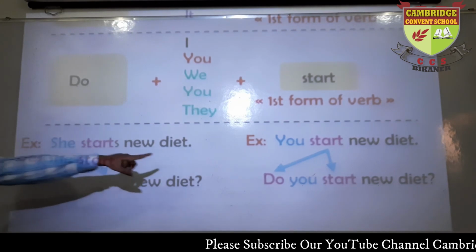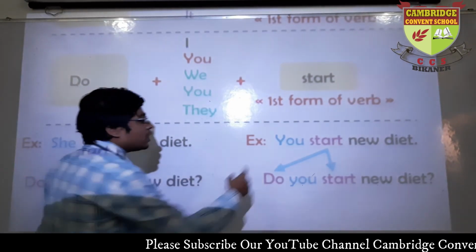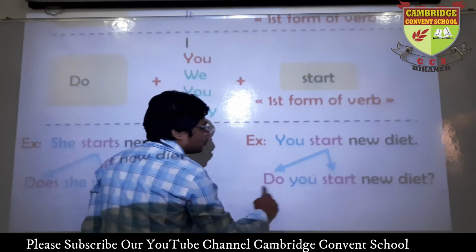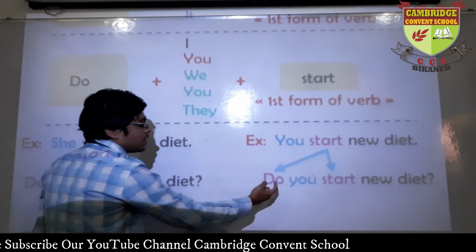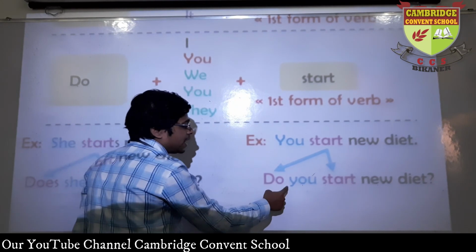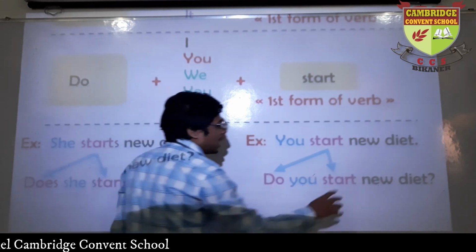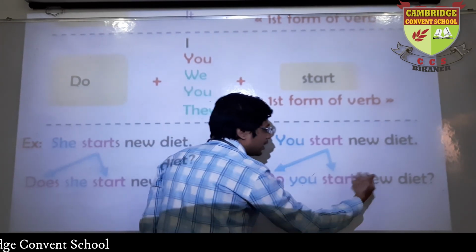For the plural subjects, we will do the same thing. You start new diet. It is a positive sentence. And this is: do you start new diet. Here we use the helping verb first, then the subject, after it the main verb, and lastly the new diet.